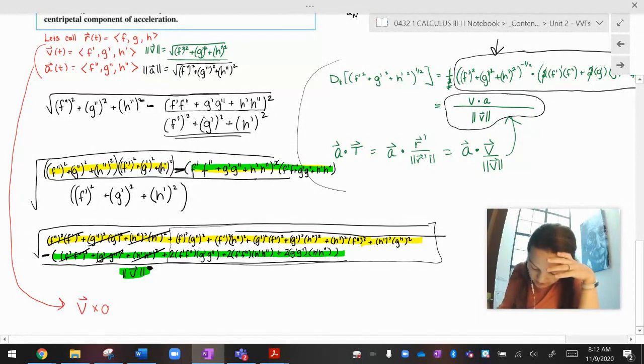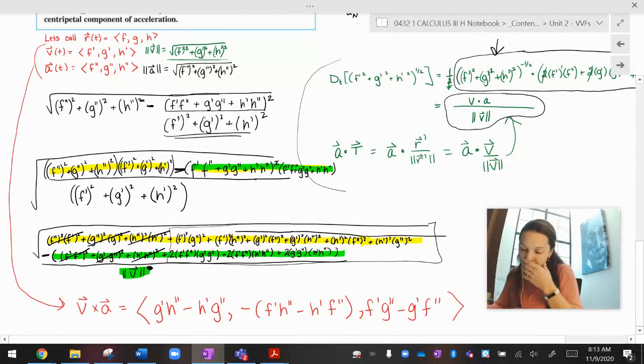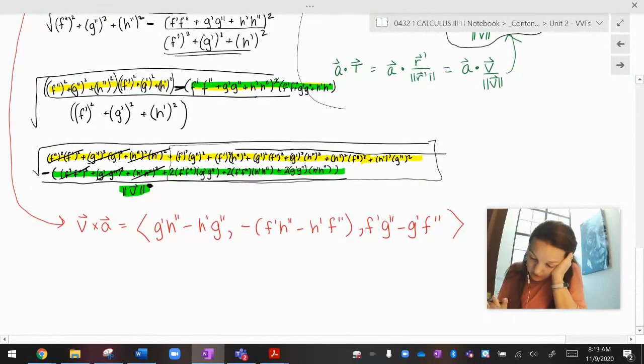So v cross a is going to be g prime h double prime minus h prime g double prime. And then it's going to be the negation of f prime h double prime minus h prime f double prime. And then it's going to be f prime g double prime minus g prime f double prime. Okay. And if I were to take the magnitude of that, I'd be doing the square root of the sum of the squares of the components.